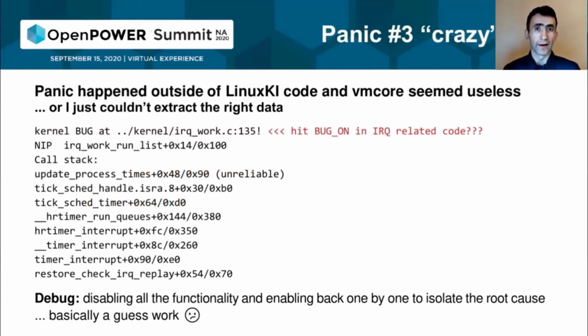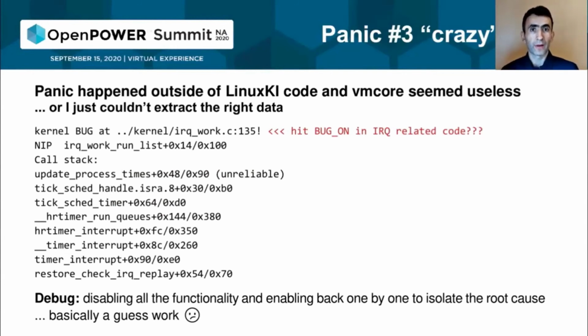I called it crazy because it happens outside of LinuxKI code, so we can't instrument our code with print statements and debug the problem. On the other hand, the vmcore seemed useless. I spent many hours looking into the vmcore with a debugger, and it didn't help to reach the root cause. I don't know, probably I did something incorrectly.